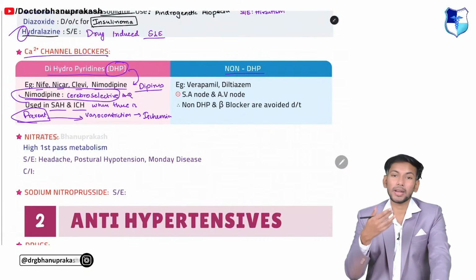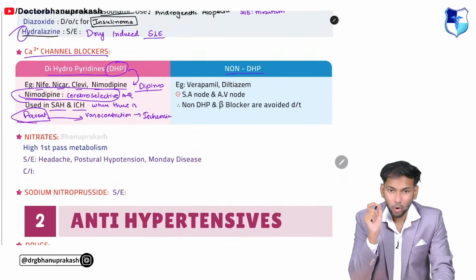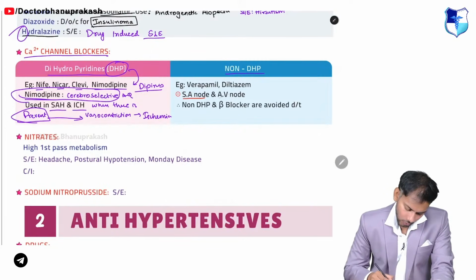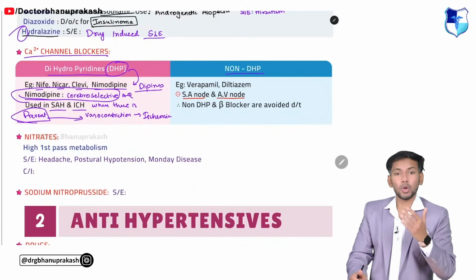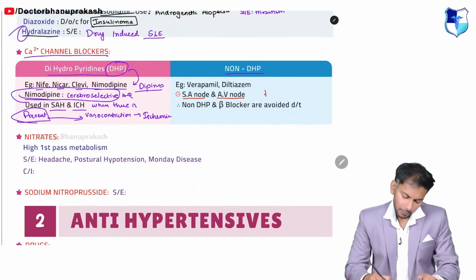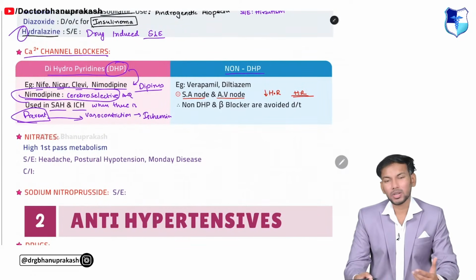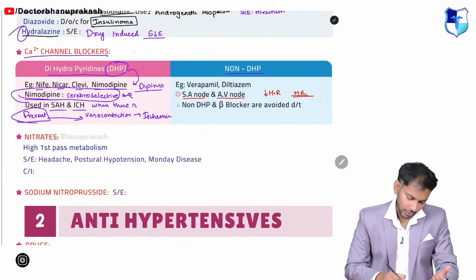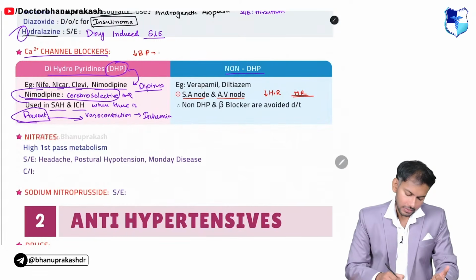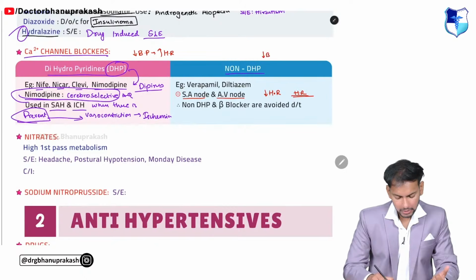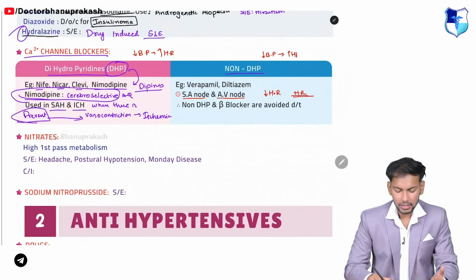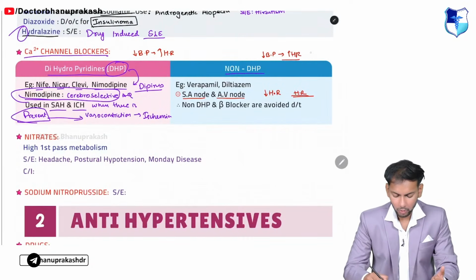Now coming to the non-DHPs. Non-DHPs will also block the SA node and AV node along with vasodilation. So what might happen? It might decrease the heart rate or it might keep the heart rate normal. Why am I talking about this? See, dipines are vasodilators. When BP is decreased, there is reflex tachycardia. Non-DHPs, when BP is decreased, there should be a reflex tachycardia as well, but since we are blocking the SA node and AV node, it might keep the heart rate normal or decrease it.